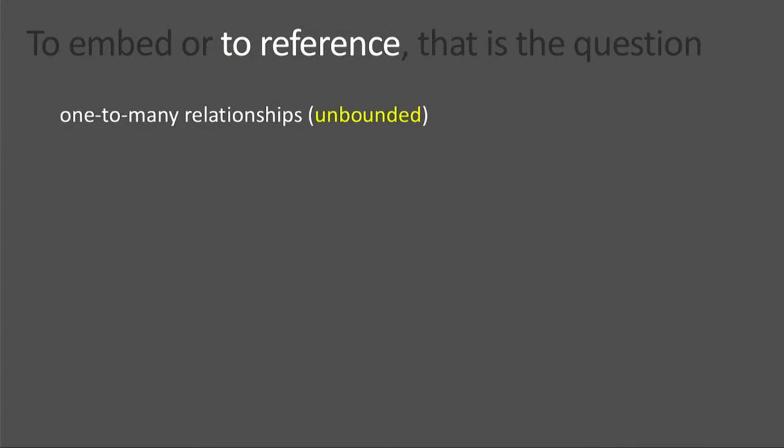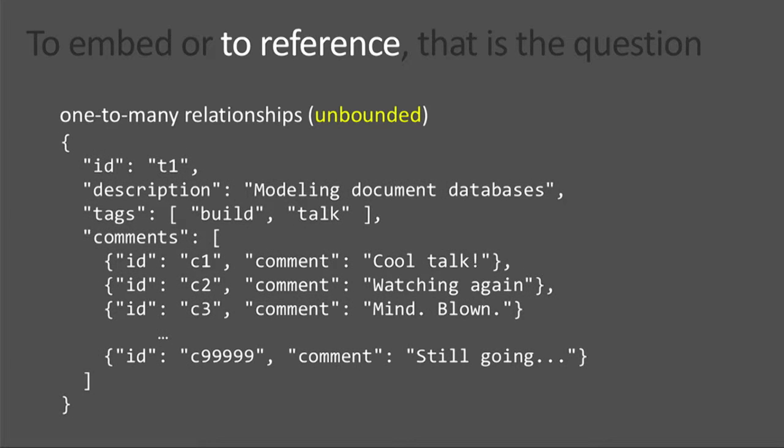So let's take a look at a couple of times when referencing is actually better. One of them is, I talked about bounded arrays, where tags on a session, there's a finite number of tags. Well, what about unbounded? So let's take a look at this talk again, and now we've got a comments array. Depending on how many people watch the session and how many people want to post comments, there could be millions of comments, and we don't know. There could be tens of millions, hundreds of millions of comments. There is no bound to how big comments can grow.